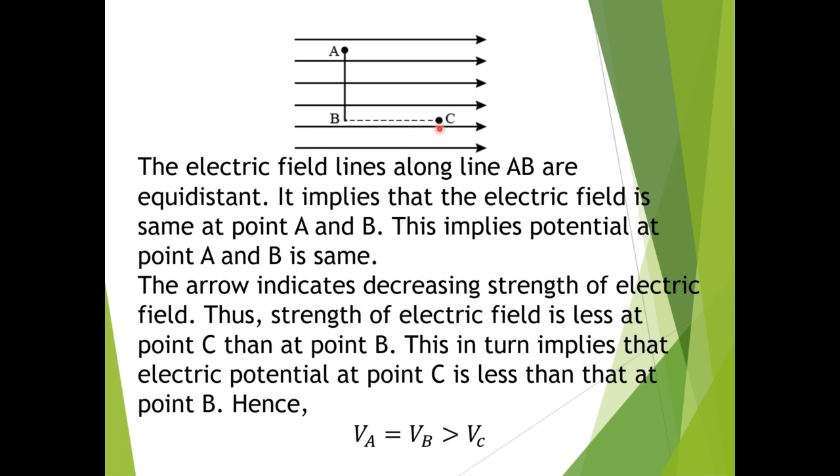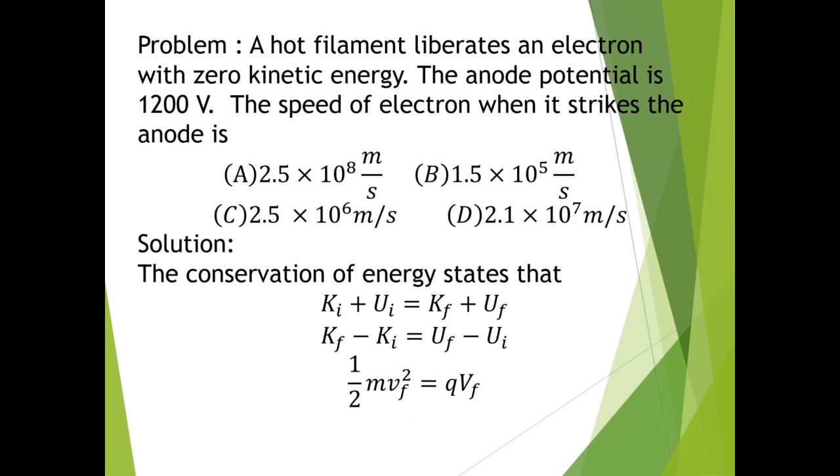Okay. So which implies that the electric potential at C is less than that at point B. So from this we can conclude that this statement is correct, where the electric potential at A and B is the same while the electric potential at point C is less than the potential at point B. Let's look at the next problem.